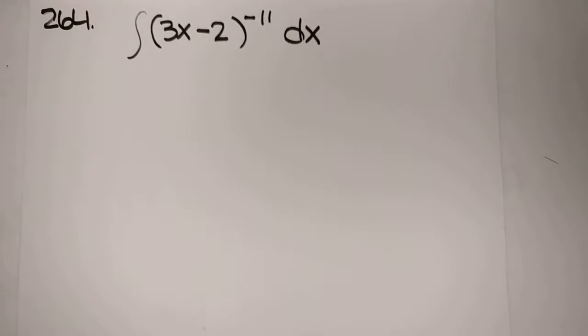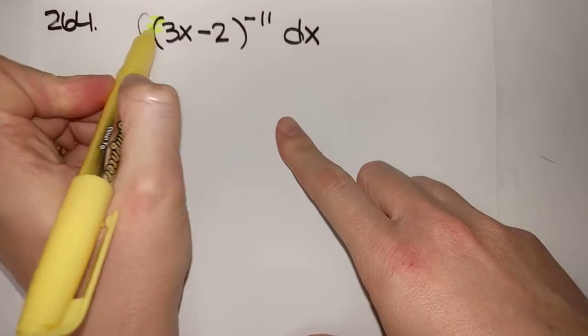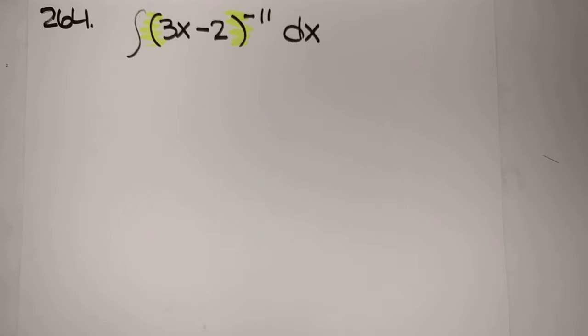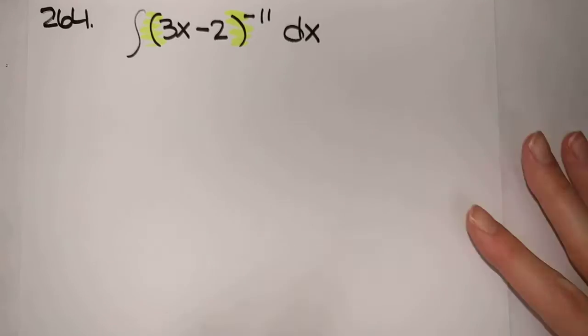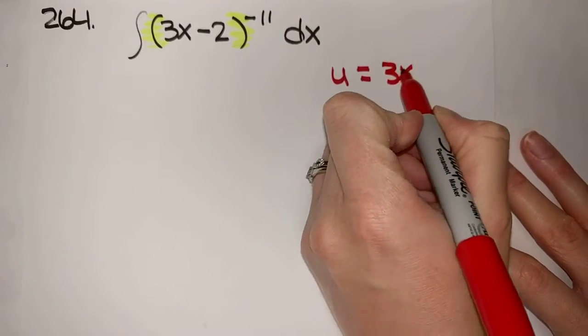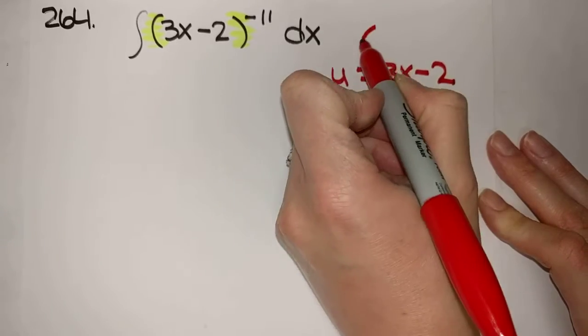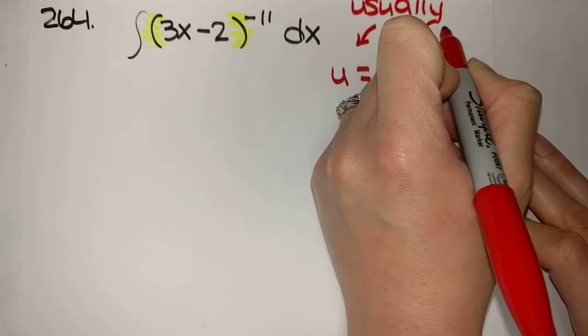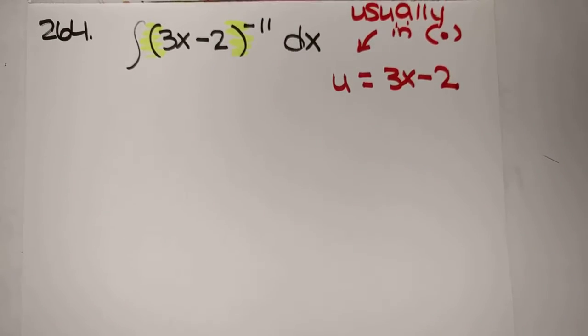The first observation is that we have these parentheses, so that means that we are going to use a u substitution to integrate this particular integral. So the first thing we do is we identify our u. Again, u is usually what is in parentheses, so that is going to be the 3x minus 2. That's always a good first step for picking your u.